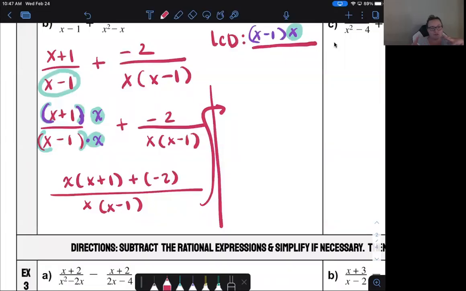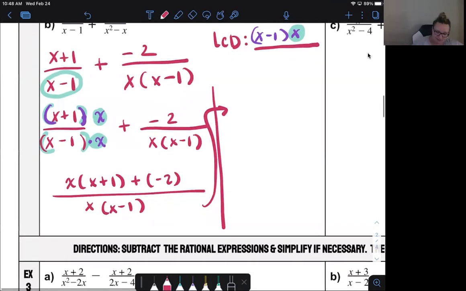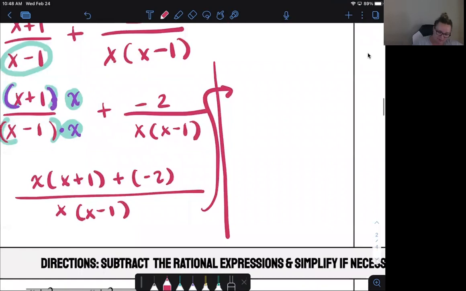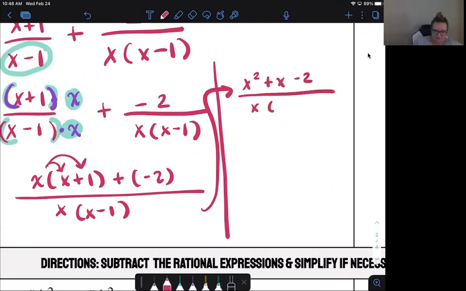All right, so as you can see, I got x times x plus 1 plus negative 2 all over x times x minus 1. So now we need to simplify that numerator. So I'm going to multiply x times x plus 1. I get x squared plus x, and then plus negative 2 is just minus 2, all over x times x minus 1. Then we need to see if we can factor the numerator, and if we can, do we simplify any pieces of this? And then we need to state our restrictions.